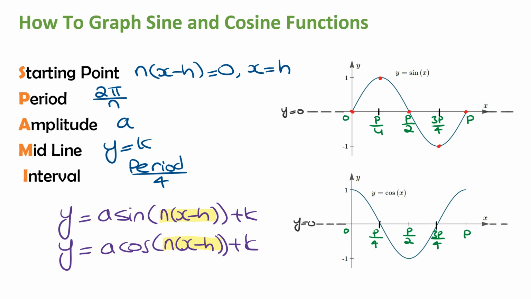For a positive cos graph, we start at the maximum value, then we go to the midline, then down to the minimum value, then to the midline, and then back to the maximum value. That's it for the theory part. Now let's get into some examples.